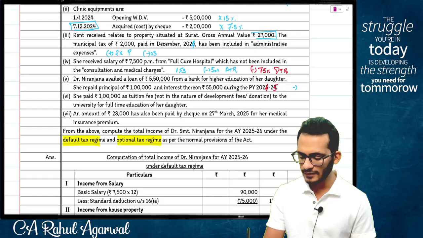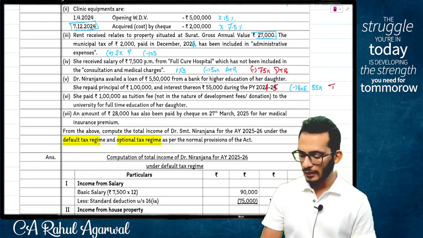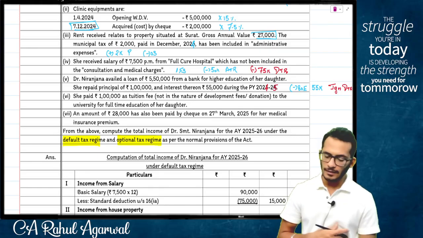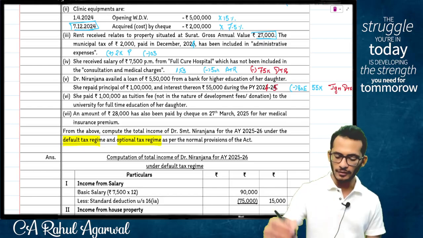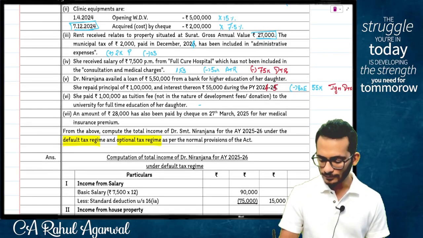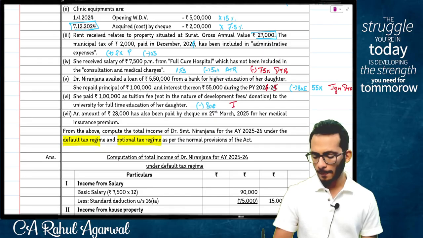So this becomes minus 80E. This becomes minus 55,000 only under ATR. I will ignore under DTR. Yes or no? Yes. Next, she paid 1,00,000 rupees as tuition fees, not in the nature of development fees or donation, to a university for full-time education of her daughter. 80C. Very good. I will give 80C, but I will ignore it under DTR.